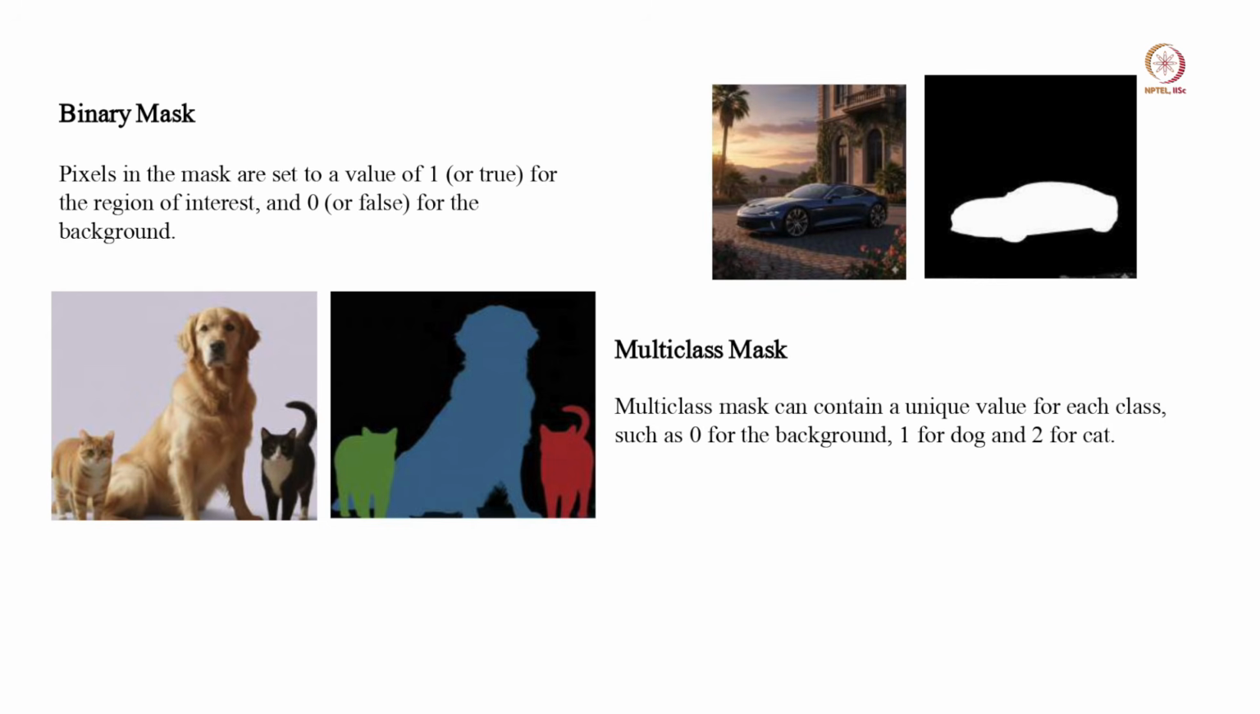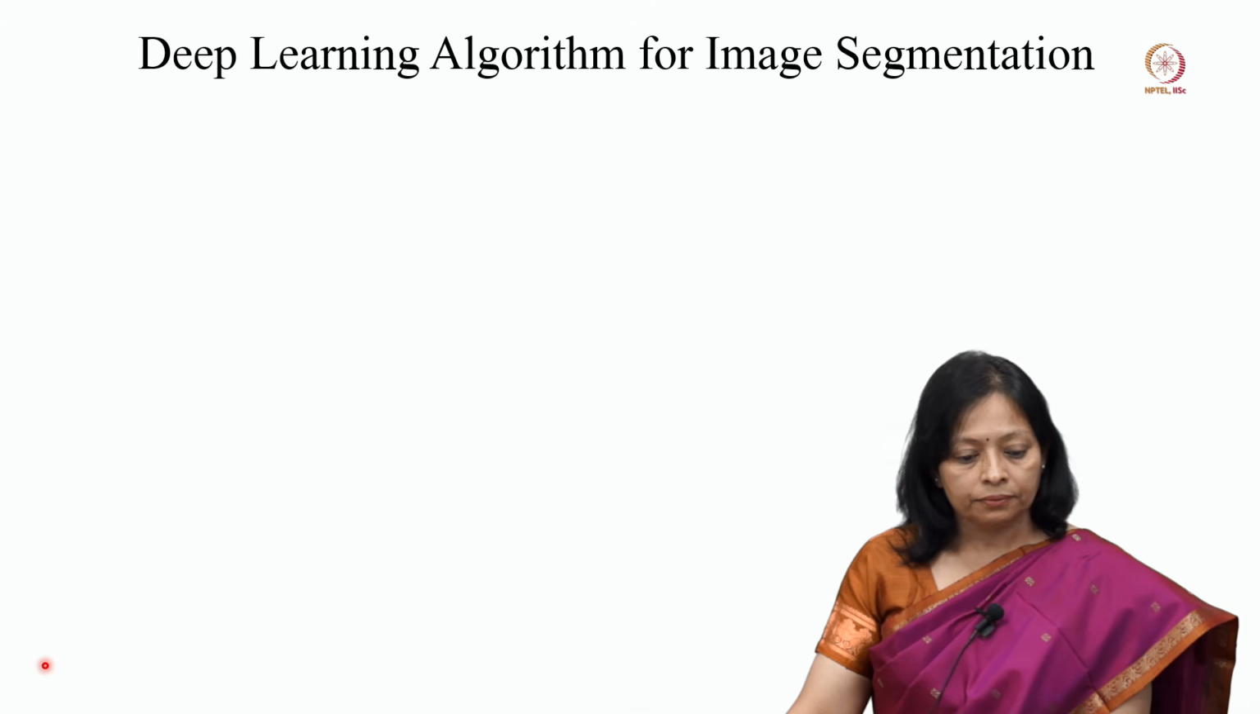Okay. So, any color it may take, but the thing is the different classes of objects in the image. Here the background is one class of object, the dog is one class of object and the cats are one class of object. So, all these different classes of objects get unique values in the pixel color. So, that is about multiclass mask.